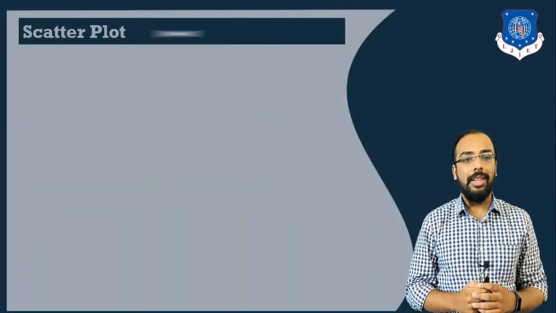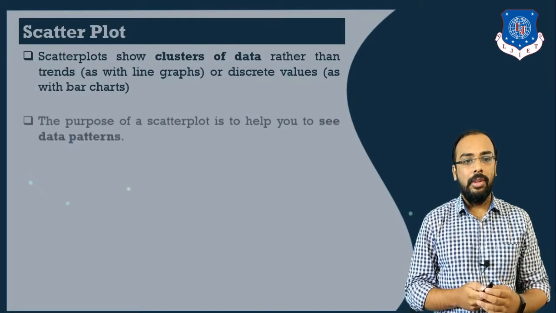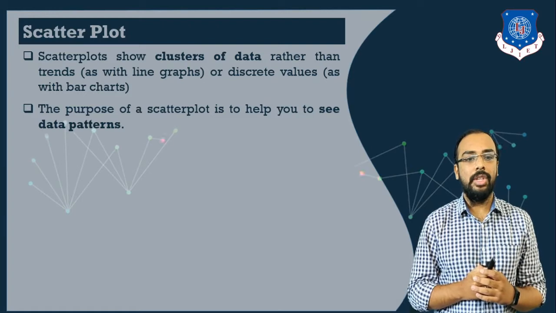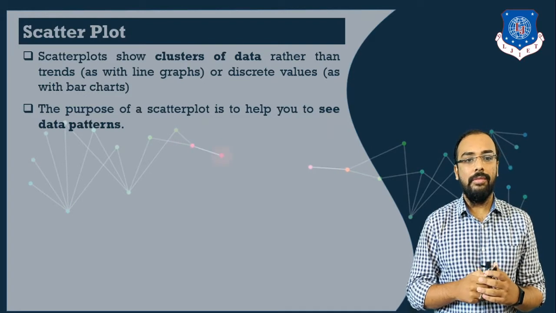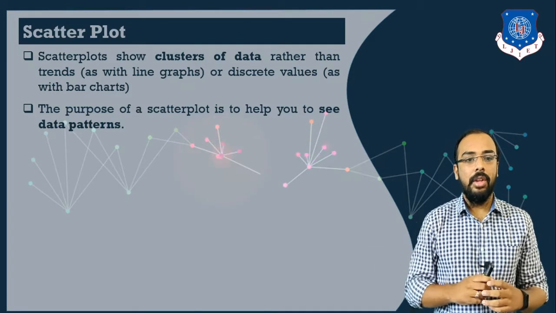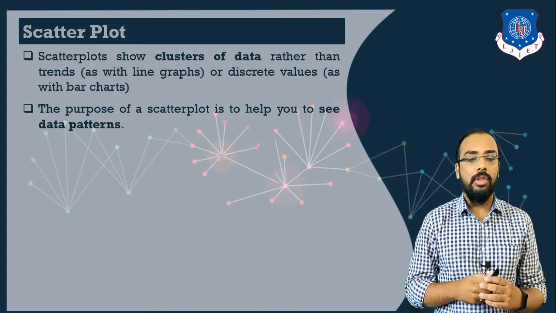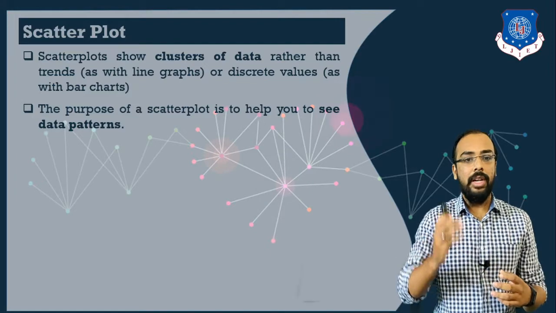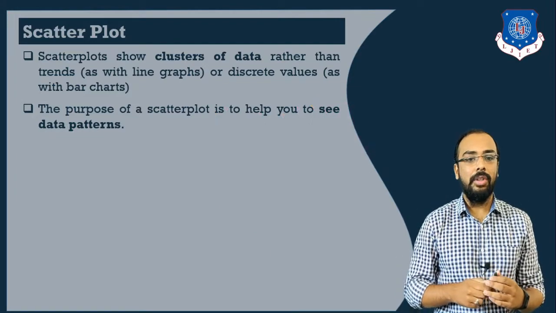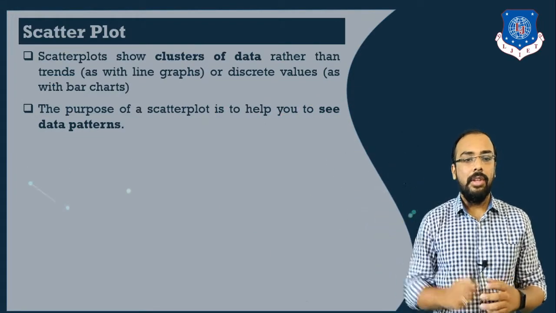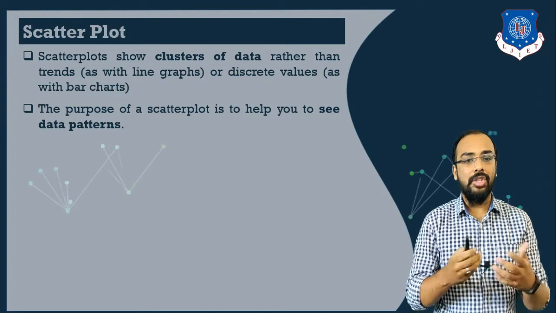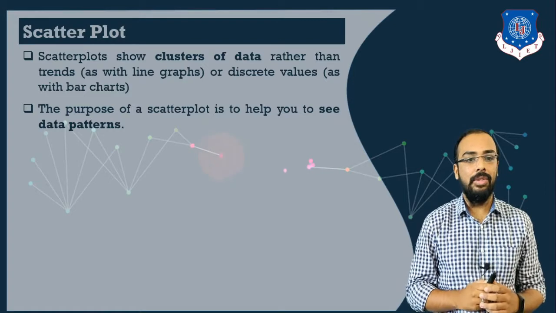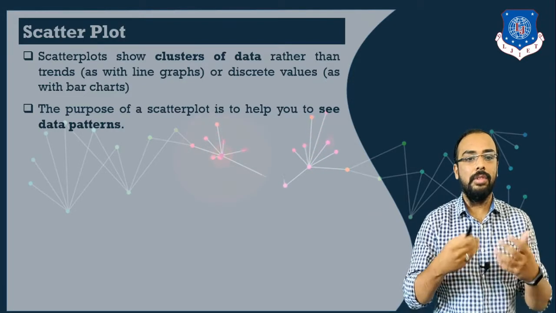So what is a scatter plot? Why do we require a scatter plot? We have seen different visualization techniques. One of them we covered was the line graph. Why is a line graph used? Whenever you want to represent trends, that means upward and downward trends, we use a line graph. Then we have seen bar charts. Whenever we want to represent discrete values, we use bar charts.